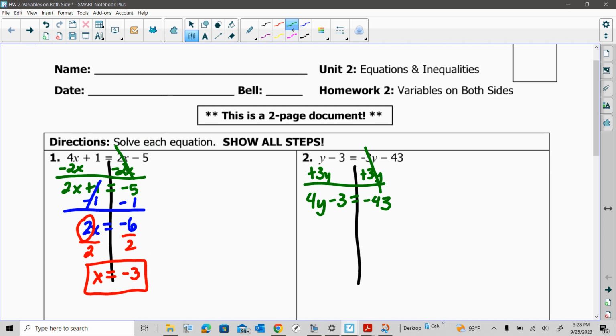Then to get rid of my constant, there's minus 3. I do the opposite, the inverse. I do plus 3. The constant 3 is canceled. Now I have 4y is equal to negative 40. Then we just have to divide by the coefficient, which is the 4. So divide both sides by 4. And our y equals negative 10.